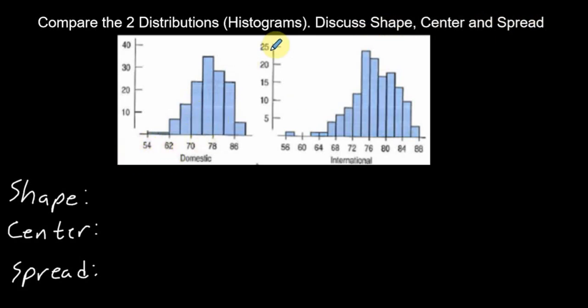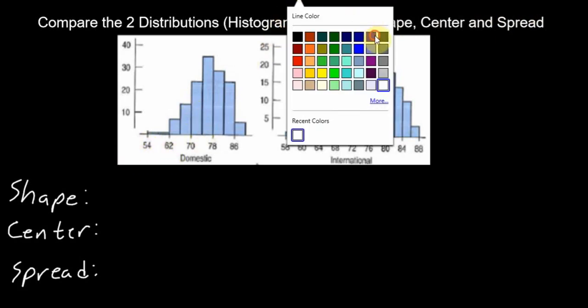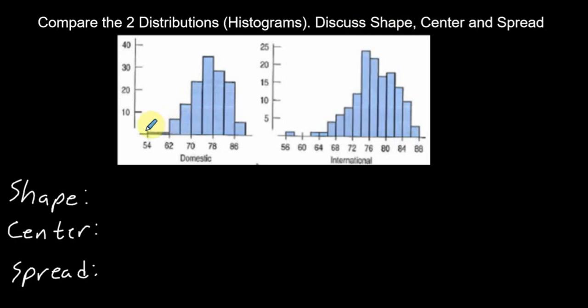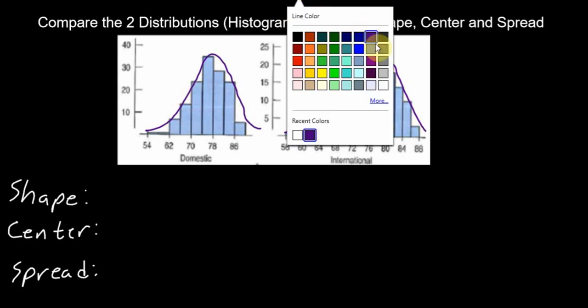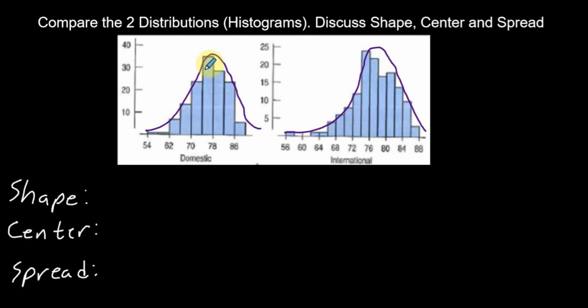So for shape, I'm going to sketch in our population, our distribution. So this one kind of looks like that. The second one, if we sketch it in, looks like so. So this one looks somewhat symmetric. I wouldn't say there's a huge tail. So we would call the first one roughly symmetric.